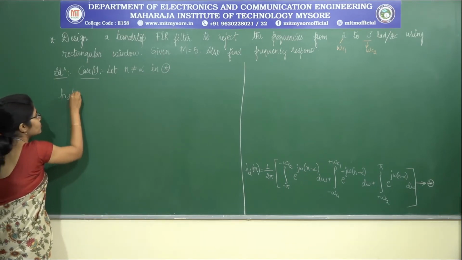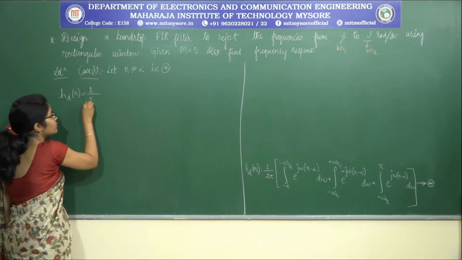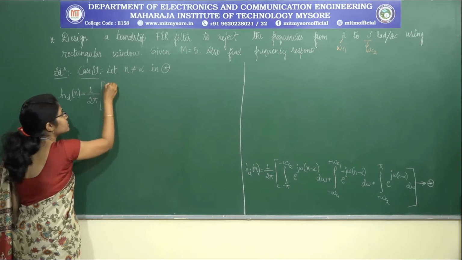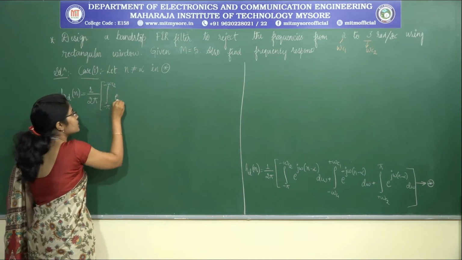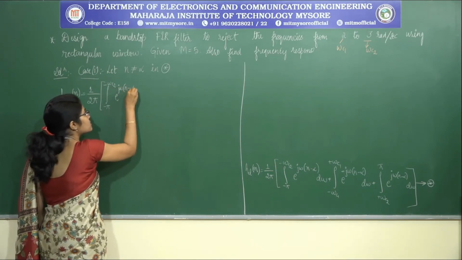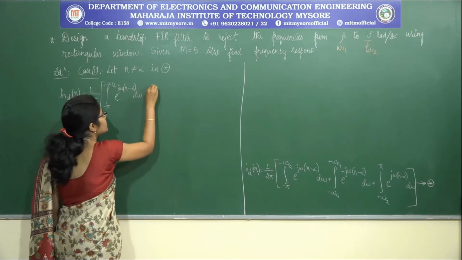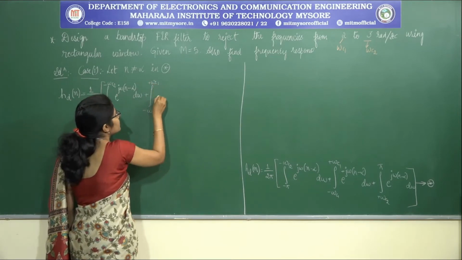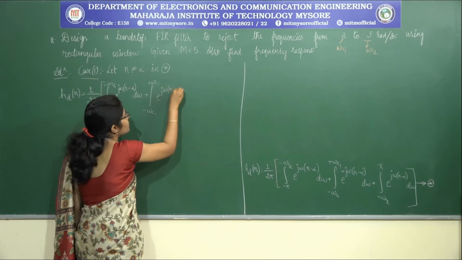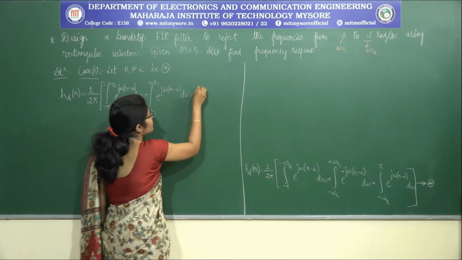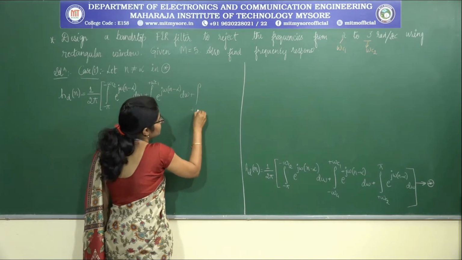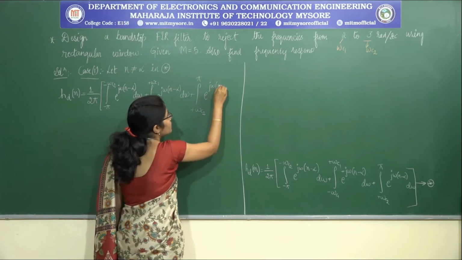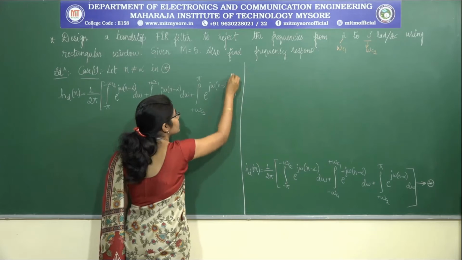So, hd of n will be equal to 1 divided by 2 pi into integral from minus pi to minus omega c2 e power j omega n minus alpha into d omega plus integral from minus omega c1 to plus omega c1 e power j omega n minus alpha into d omega plus integral from plus omega c2 to pi e power j omega n minus alpha into d omega.